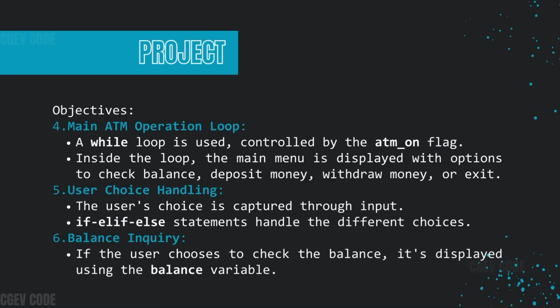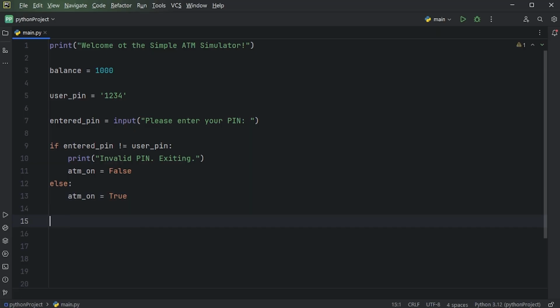Okay, let's check objective number 4. Main ATM operation loop. A while loop is used, controlled by the ATM1 flag. Inside the loop, the main menu is displayed with options to check balance, deposit money, withdraw money, or exit. Okay, now we are heading to the fun stuff. Let's declare a while loop. Let's type while, and we type the variable name ATM1. So as you remember, our while loop will run when our ATM1 variable is equal to true. So when the user is entering the password, and if it's correct, we get ATM1 equals true, and it triggers our while loop to run.